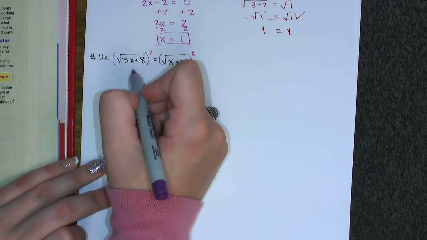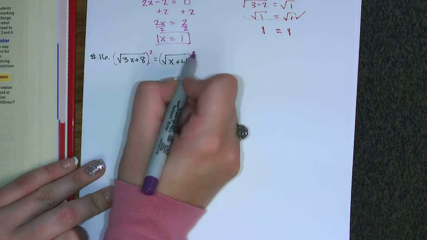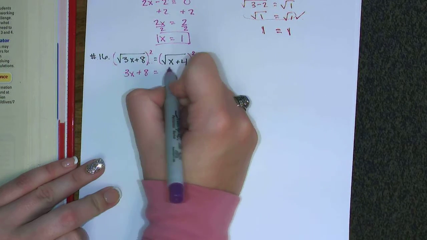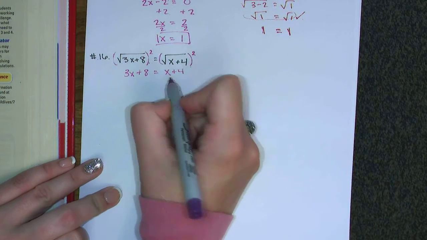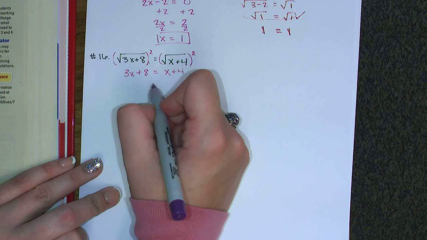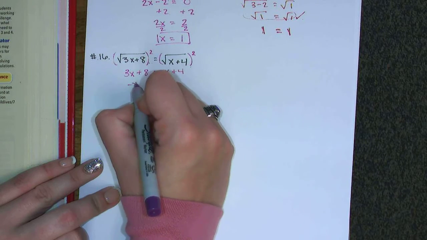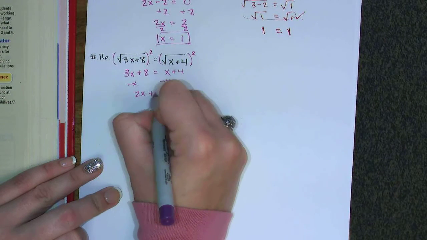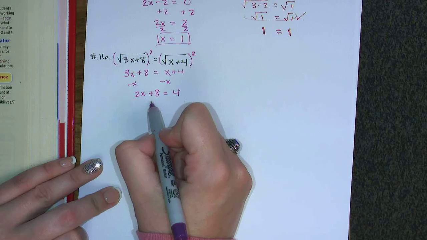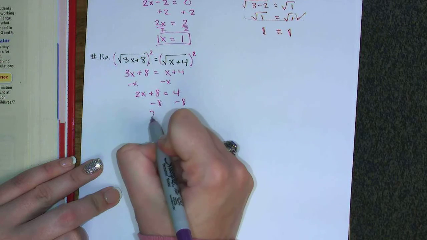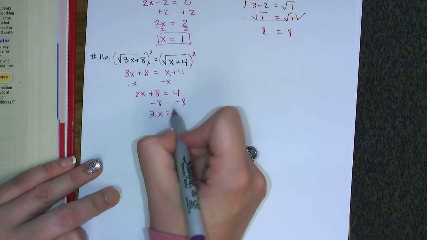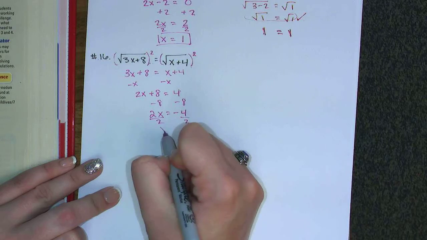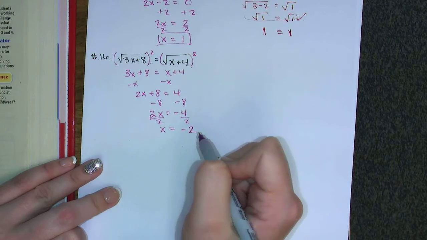So now the squares and the square roots cancel, so I get 3x plus 8 is equal to x plus 4. I want to get all my x's on the left, so I'm going to subtract x. So 3x minus x is 2x plus 8 is equal to 4. Now I'm going to subtract 8. 2x is equal to 4 minus 8, which is negative 4. Divide by 2. x is equal to negative 4 divided by 2, which is negative 2.